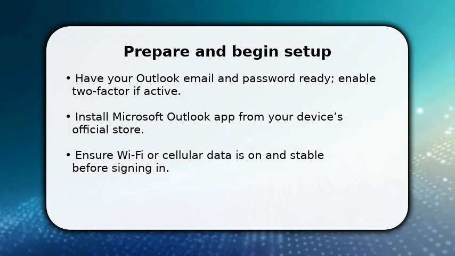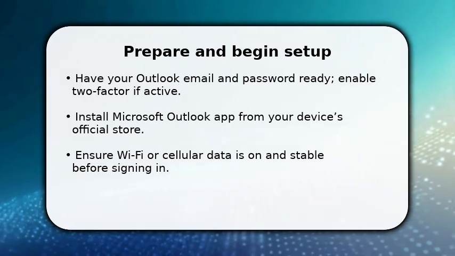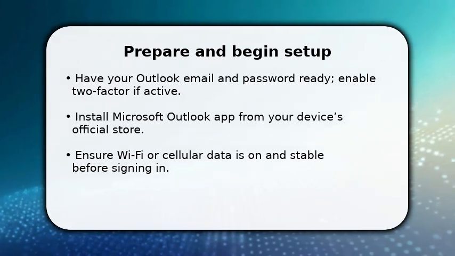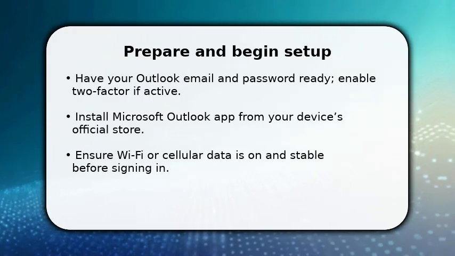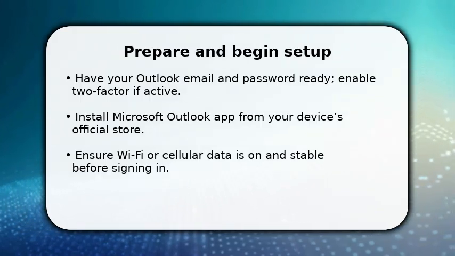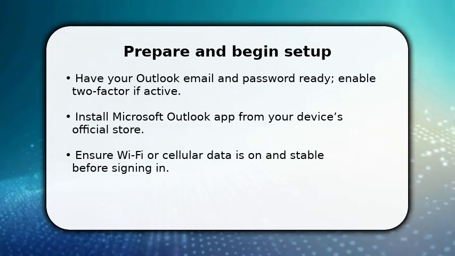You start by preparing credentials and connectivity. Open your phone's App Store, search for Microsoft Outlook, and tap Install. Once installed, open the app and choose Add Account. Enter your full email address.